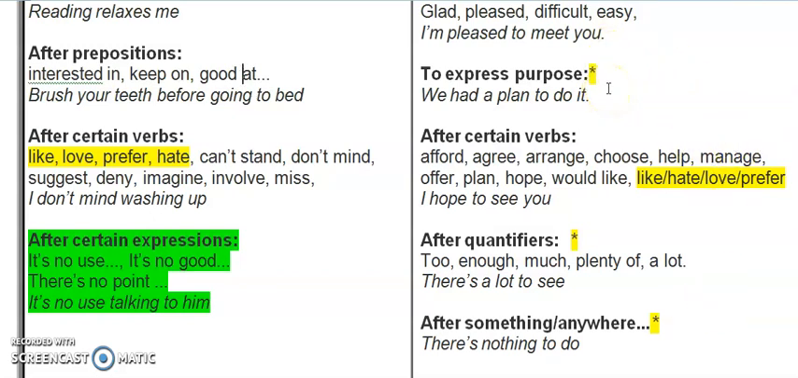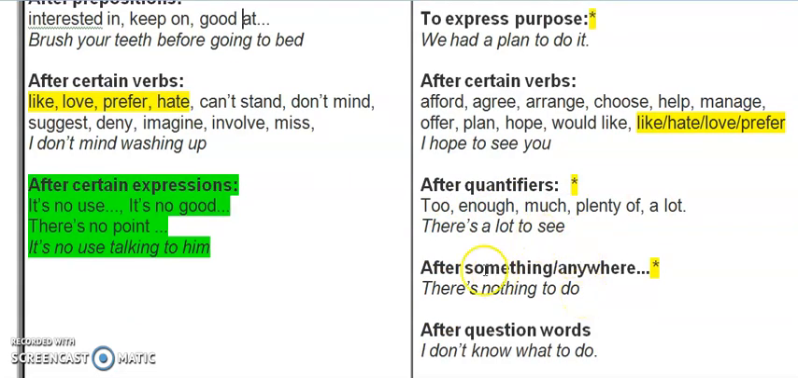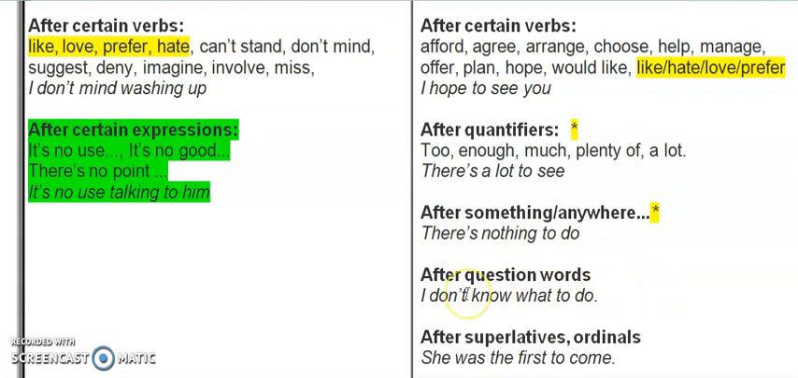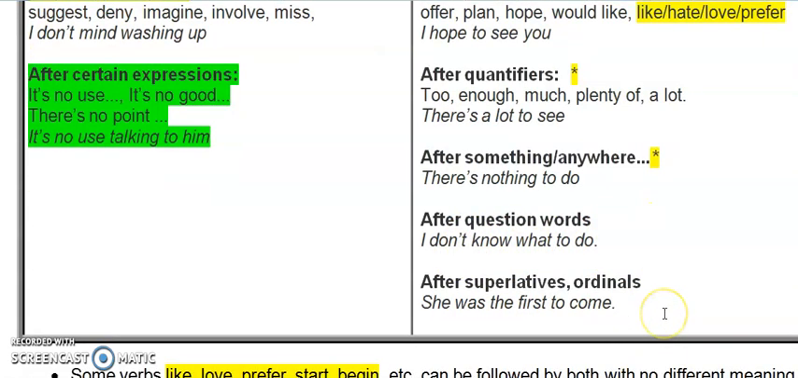We have more uses of the infinitive. After quantifiers, like enough, plenty, a lot of. So words that mean quantity, we use infinitive after them. There's a lot to see, right? And after words like something or anything, anywhere, nothing, right? There's nothing to do. Also after question words like what or how or when, I don't know what to do. And with superlatives. She was the first to come, alright?